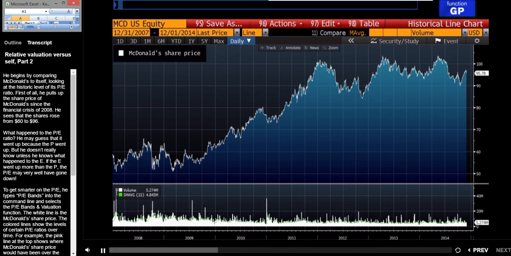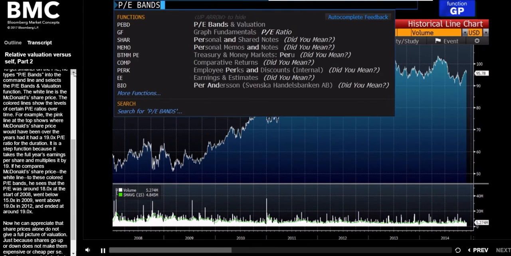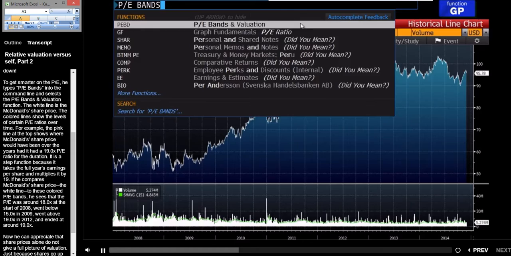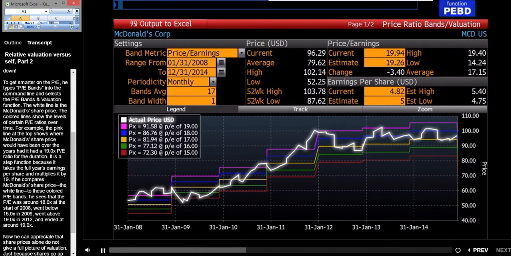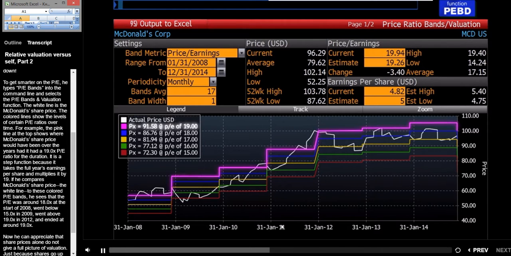To get smarter on the PE, he types PE bands into the command line and selects the PE bands and valuation function. The white line is the McDonald's share price. The colored lines show the levels of certain PE ratios over time. For example, the pink line at the top shows where McDonald's share price would have been over the years had it had a 19 times PE ratio for the duration. It is a step function because it takes the full year's earnings per share and multiplies it by 19.